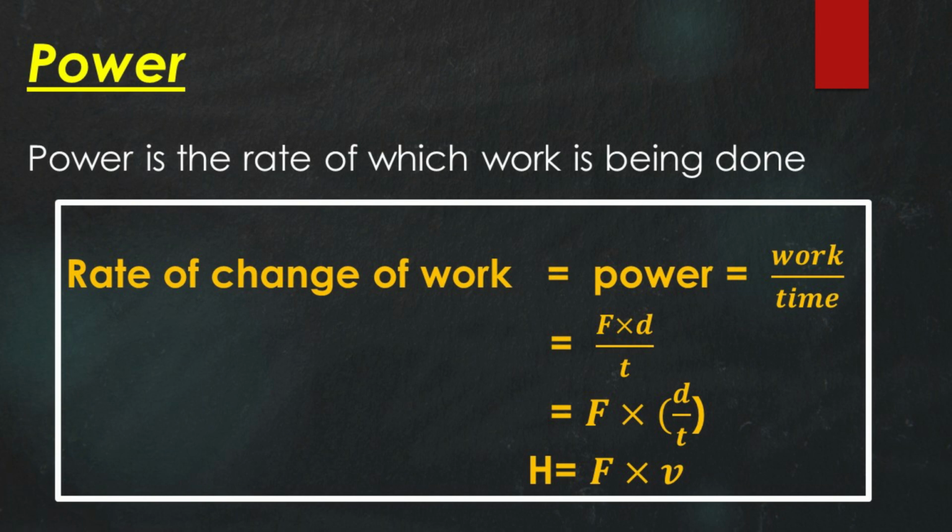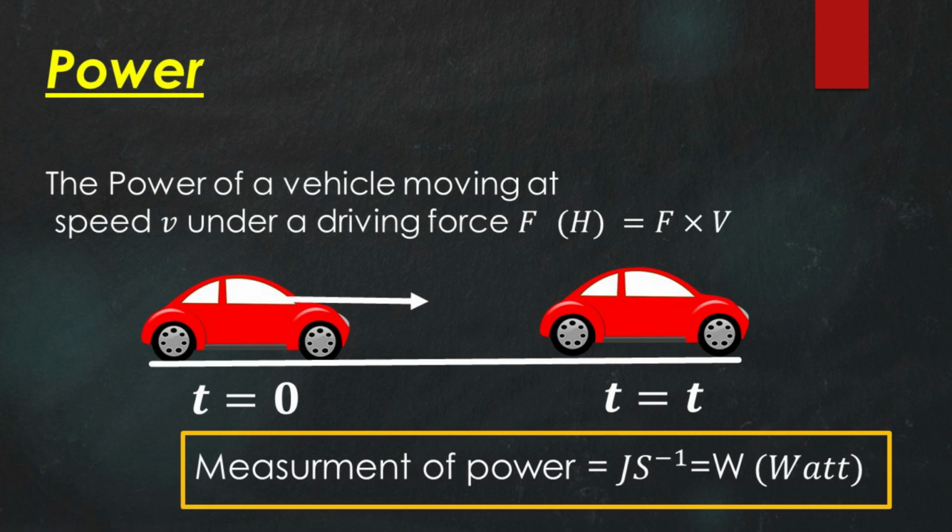Let's move to the power measurement. You know the work measurement is joule. The joule is divided by time, and the standard measurement of time is seconds. Joule divided by seconds is J s to the power minus 1, which is watt. The watt is the power measurement. Normally we have kilowatt, as in our electricity, powers are normally given in kilowatts. Kilowatt means 1000 watts, but the main unit is watt.